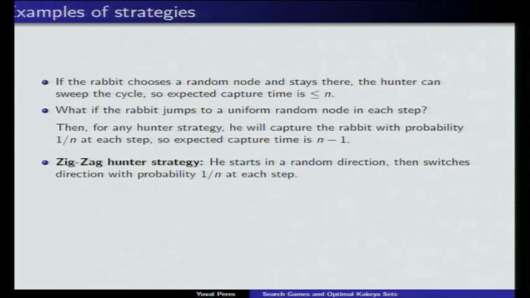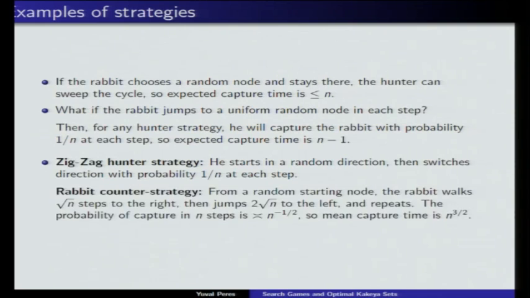This is the strategy we first guessed should have a linear time capture, because what can the rabbit do against these kinds of random sweeps? Turns out he can do something, and the true answer for this strategy is n to the 3/2. Let me explain that. So here's the rabbit counter strategy. From a random starting node, the rabbit walks root n steps to the right, then jumps 2 root n to the left, and repeats.